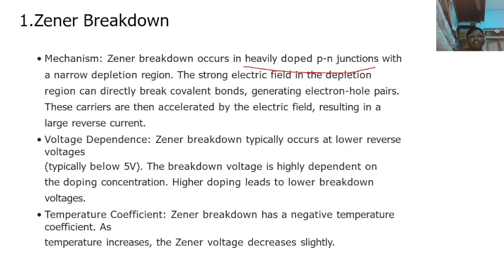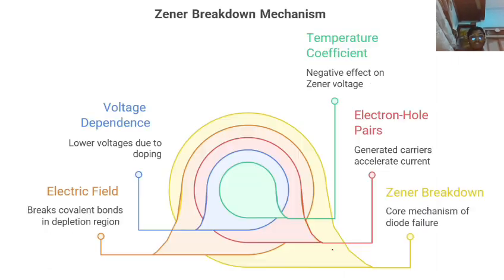Voltage dependence. Zener diode breakdown typically occurs at a low reverse voltage, below 5 volts. The breakdown voltage is highly dependent on the doping concentration. Heavy doping leads to a low breakdown voltage. Temperature coefficient: Zener breakdown has a negative temperature coefficient. As temperature increases, Zener voltage decreases. If you see here, when temperature is increased in a Zener diode, the Zener voltage decreases slightly, a very small change.